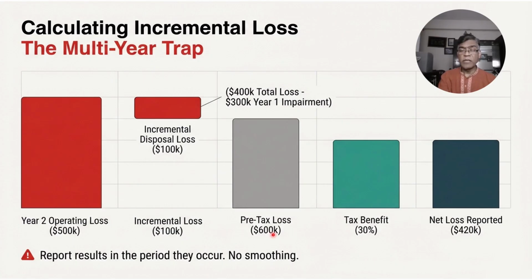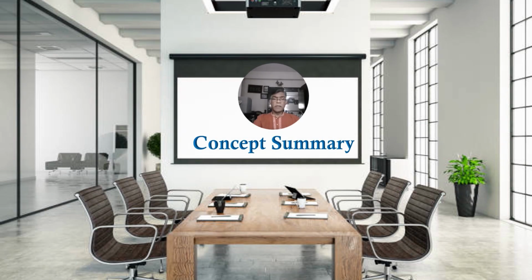And you need to report the net of tax. So if the tax benefit is 30%, then 70% is your loss. So 70% of 600K is the net loss reported. 70% of 600K equals 420K. So this 420K should be reported. When? In the period table. No smoothing. Let's summarize the key concept.